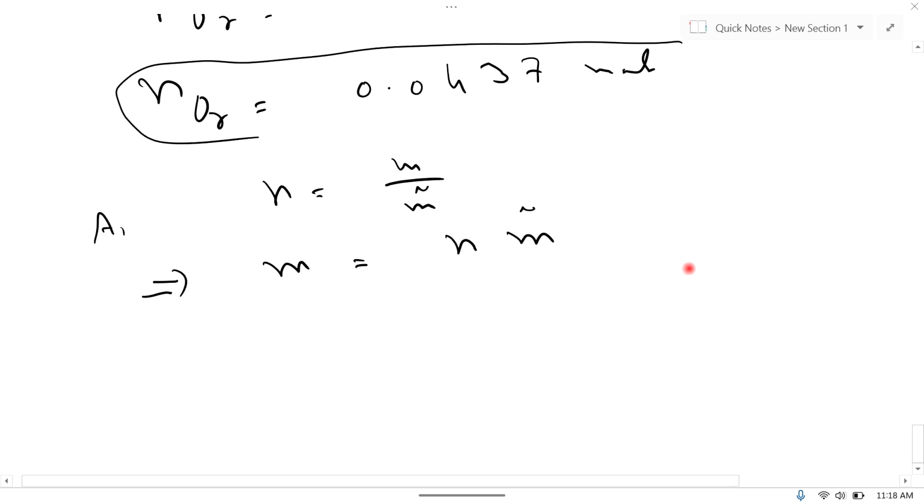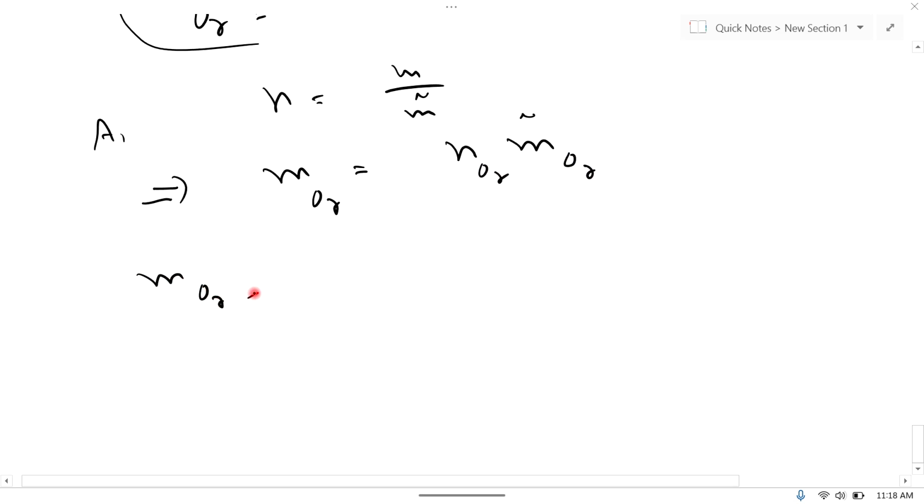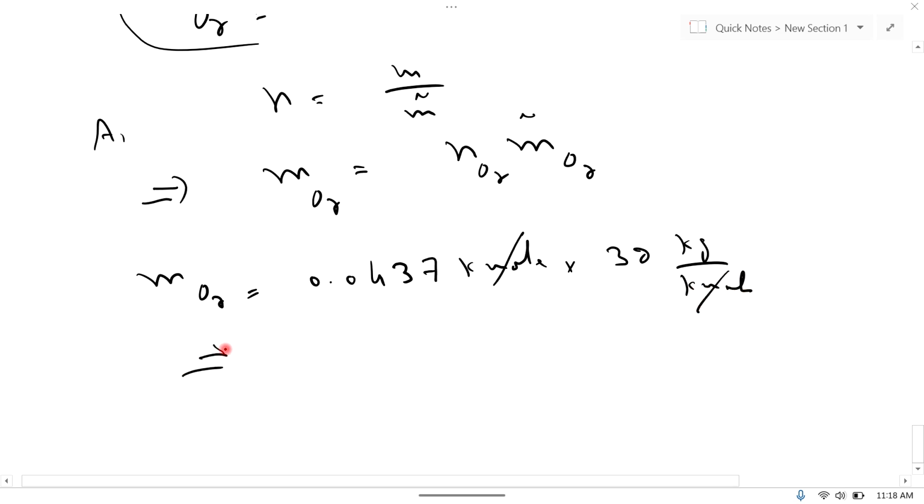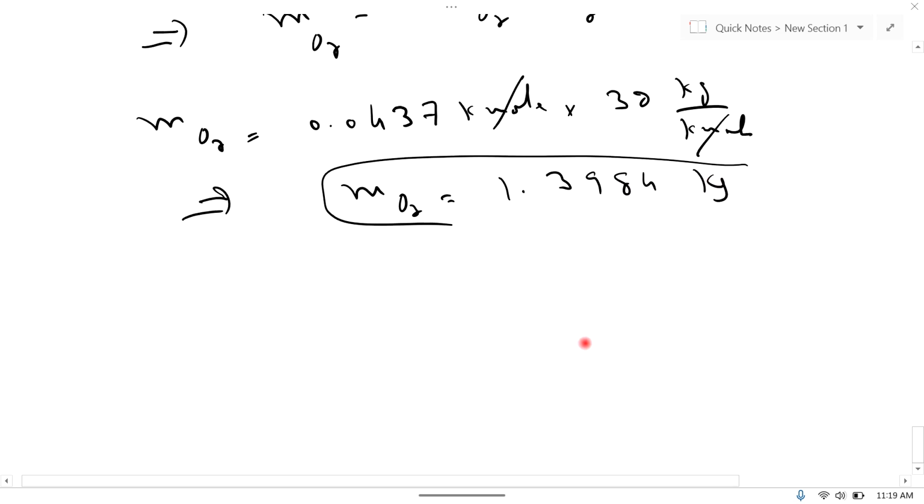Cross multiply this. So mass of oxygen is equal to number of mole of oxygen multiplied by molar mass of oxygen. The number of mole of oxygen is 0.0437 kilomole, multiplied by the molar mass of oxygen, 32 kilogram per kilomole. Kilomole will be cancelled with kilomole. So multiplying these two values, mass of oxygen is equal to 1.3984 kilogram.